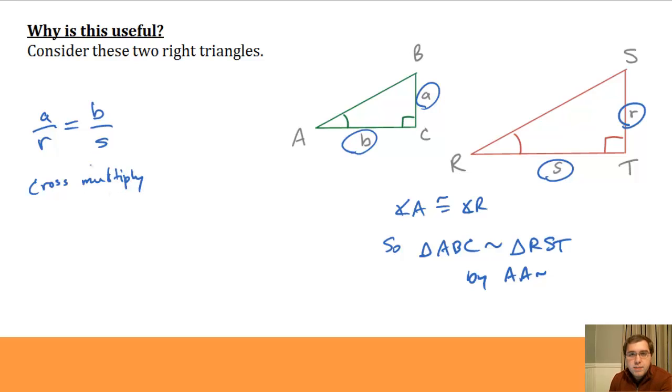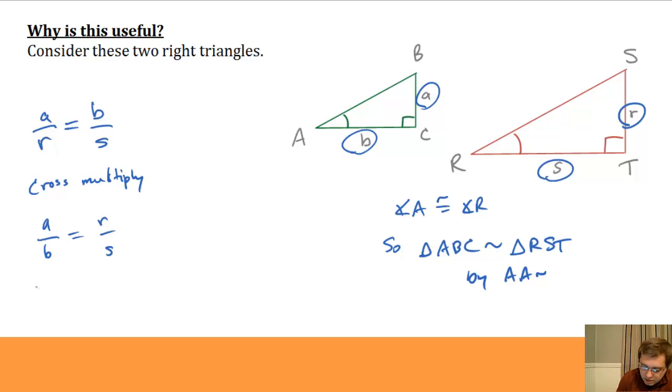Multiply both sides by R and divide both sides by B, and I could rearrange it as A over B equals R over S. That's valid. It's a property of proportions. I'd be multiplying both sides by R and dividing both sides by B. And I end up with that.